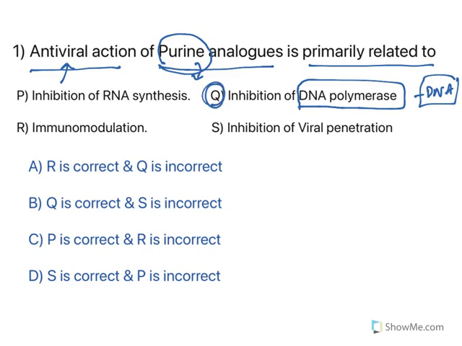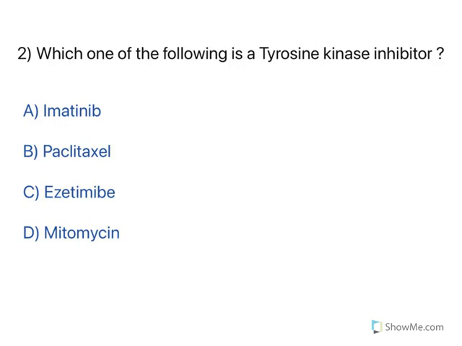Now you need to figure out the answer. Q is correct, S is incorrect. What is S? Inhibition of viral penetration. No, it is not related to purine analogues, it is related to some other action. So option B is the correct answer. Moving to the next one.